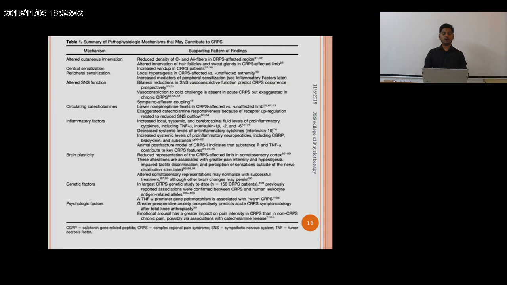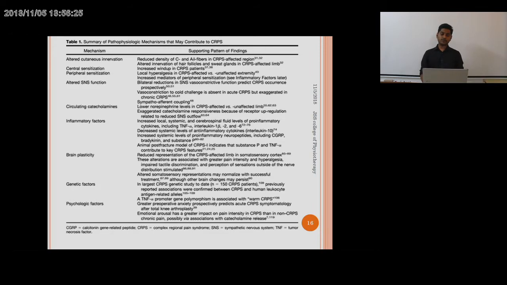So now this table gives us a summary of the possible pathophysiological mechanisms that may contribute to CRPS. They are altered cutaneous innervation, central sensitization and peripheral sensitization. Initially there will be peripheral sensitization at the area of injury, which will lead to central sensitization. Altered sympathetic nervous system function will happen because the continuous sympathetic chain in your spinal cord is going to get activated, which is going to activate the person's inflammatory process. And circulatory catecholamines are also going to be present. There will be an exaggerated catecholamine response because of receptor upregulation. It is going to be nociceptor upregulation.